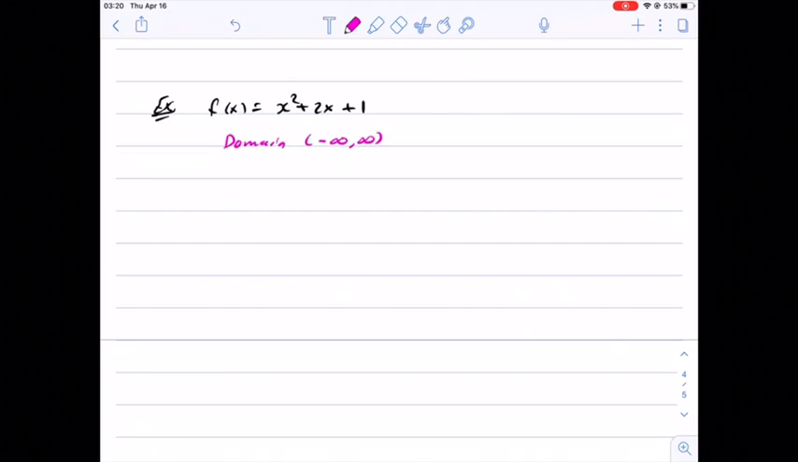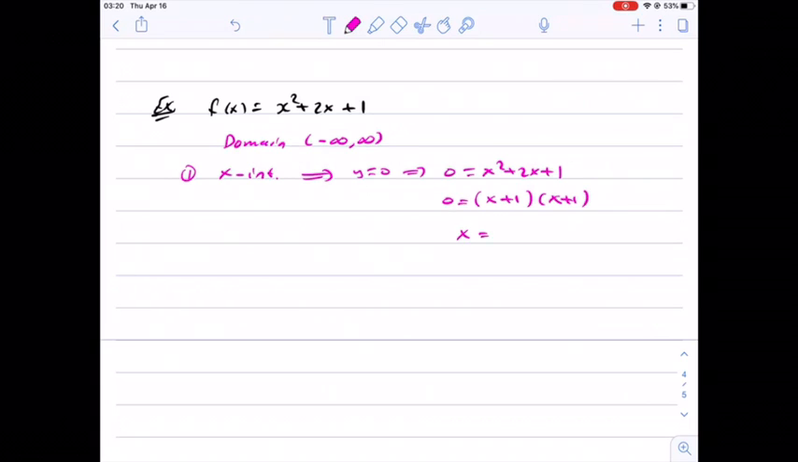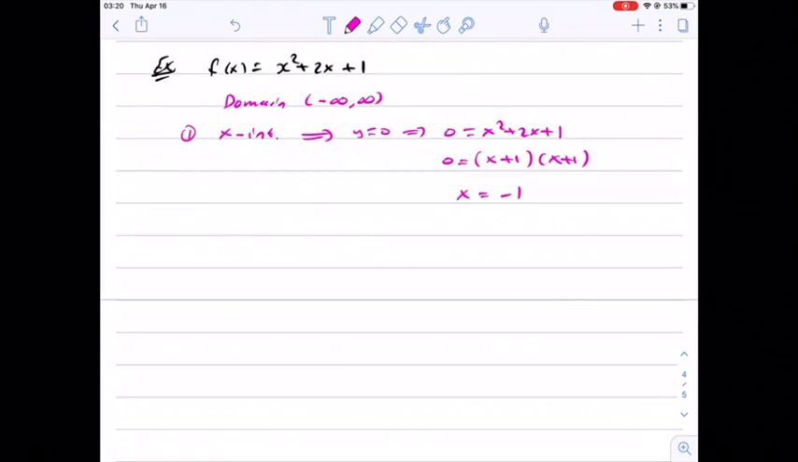So we don't want the function to be undefined. So this function is defined for all values of x. It's a polynomial. So let's find the x-intercept. What is x-intercept? We set y equals 0. So when y equals 0, we have x squared plus 2x plus 1 equals 0, so x plus 1 squared equals 0. That means x equals -1, repeated.